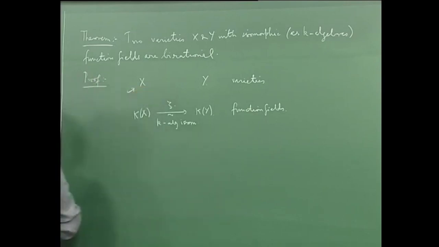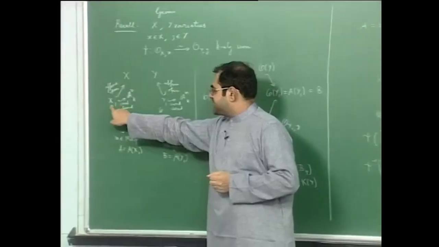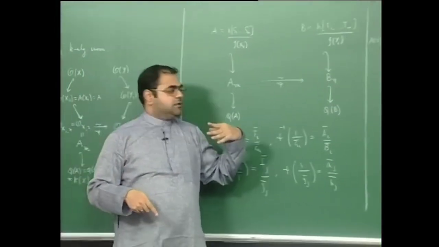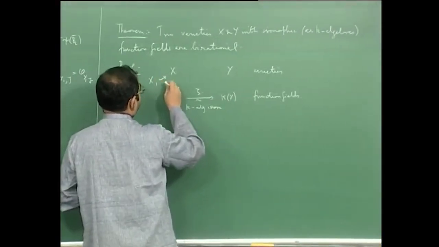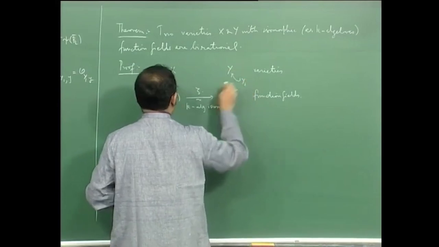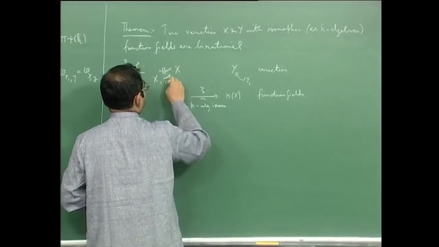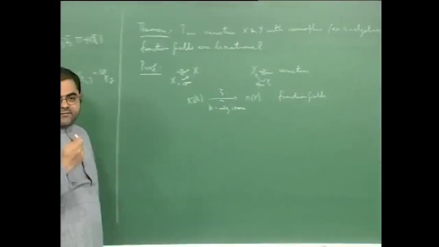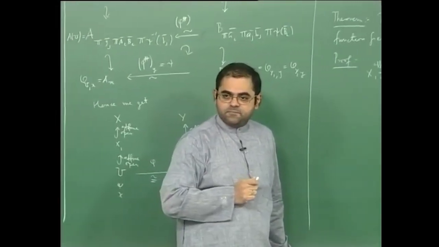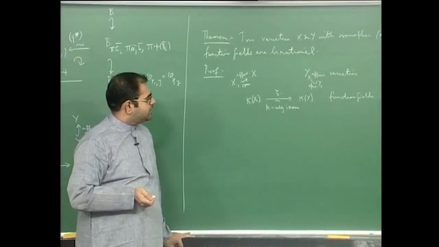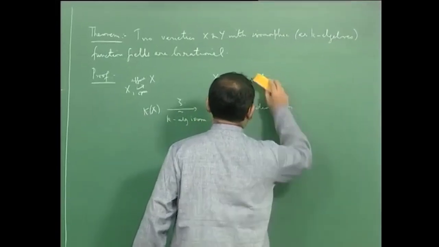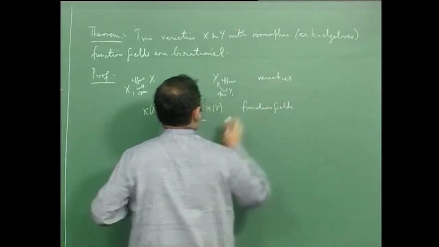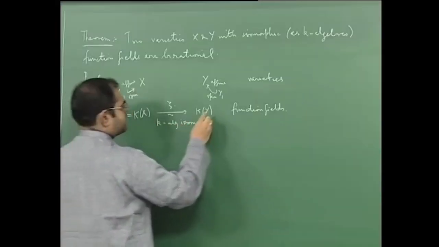just as we did there, we went to affine open sets, which helps us to translate everything into commutative algebra. So we can do the same thing here. We can assume that X1 is an affine open in X, and Y1 is an affine open in Y. And whenever I say open set, it is a non-empty open set, I am not worried about the empty open set. So if you go to an affine open set, the function field does not change. So this is the same as K(X1) and this is the same as K(Y1).